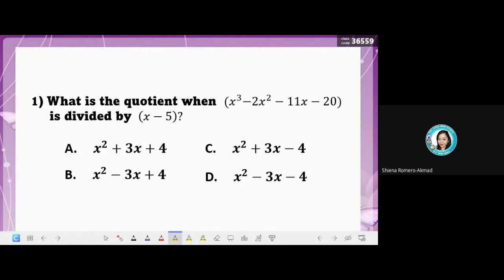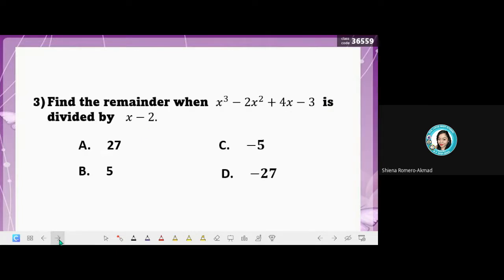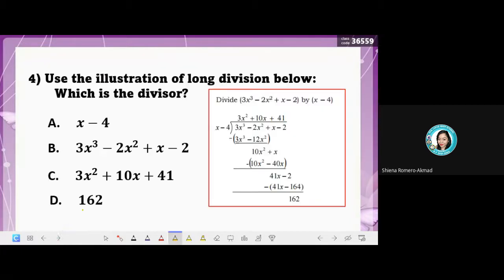So let me first introduce the different questions na possible na itanong sa inyo in this kind of topic. Yung una is, what is the quotient when x cubed minus 2x squared minus 11x minus 20 is divided by x minus 5? And then these are the choices. Number 2, if a fifth degree polynomial is divided by a third degree polynomial, what is the degree of the quotient? Number 3, find the remainder when x cubed minus 2x squared plus 4x minus 3 is divided by x minus 2.